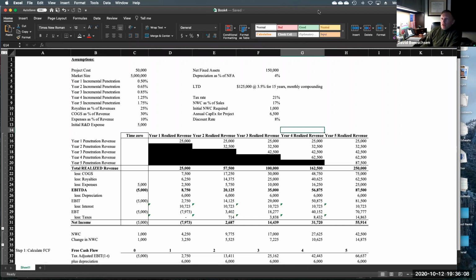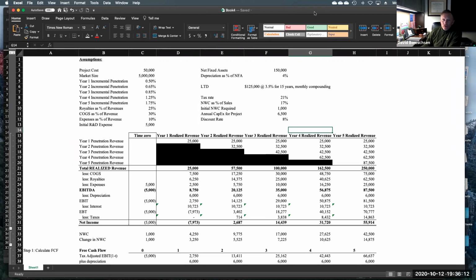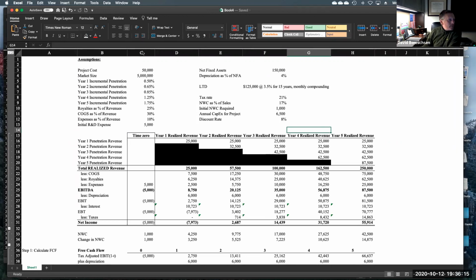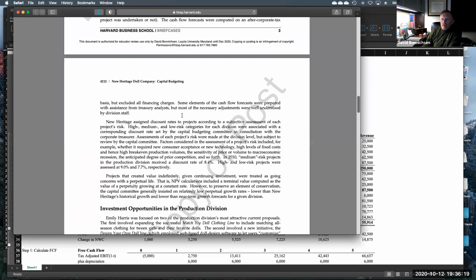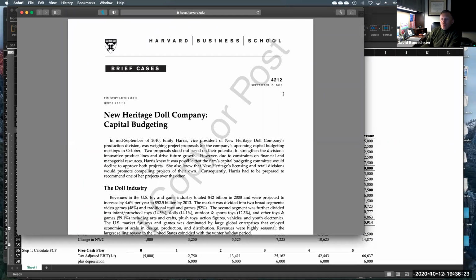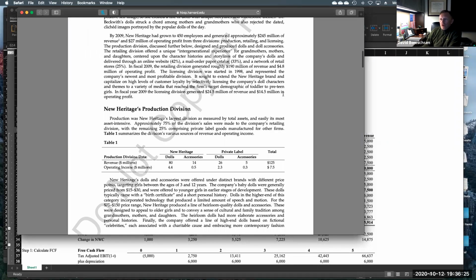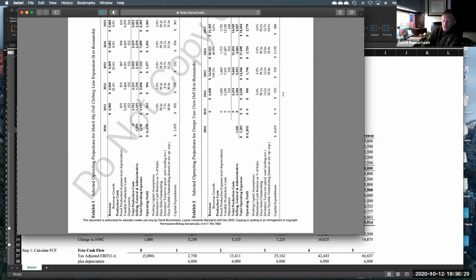All right. Let's start talking about the Heritage Doll case. And let's look at the case itself. The case isn't too long. I think it's only like 8 or 9 pages. Yeah, 8 pages.